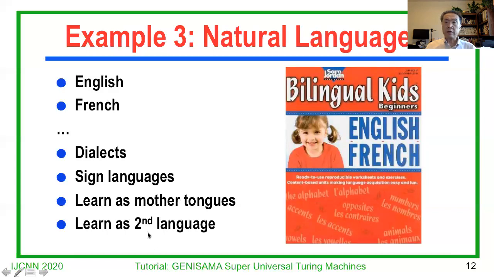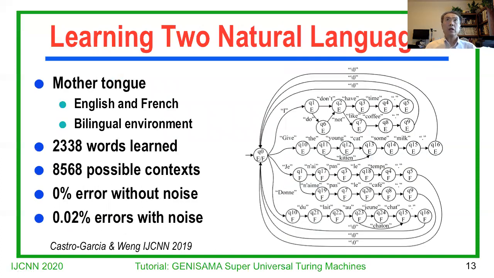And there is another kind of learning, basically learning a second language after you become an adult. And the second language is very different from the mother tongue, because the orders of learning are different. Then if you have a two-language issue, now we'll explain better how to do this.